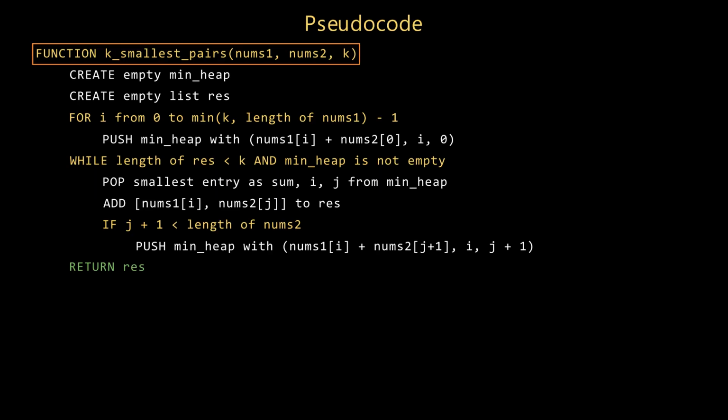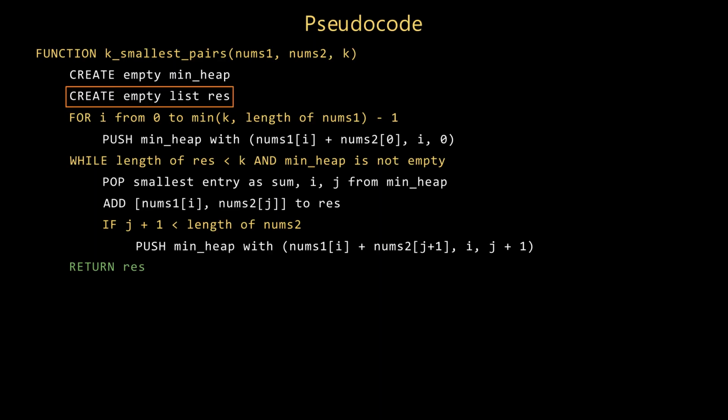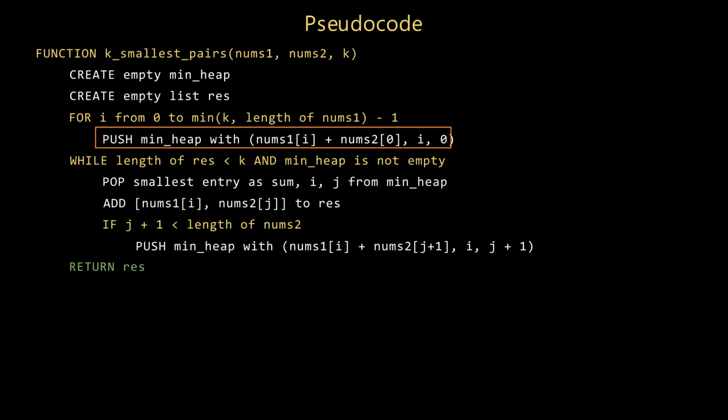Define the routine that returns the k smallest cross pairs by sum. Start with an empty min priority queue for frontier candidates. Prepare an empty list to collect the answer pairs. Loop over the first column, at most min of k and the length of nums1 rows. Seed the heap with each row start paired with column 0 and its sum.